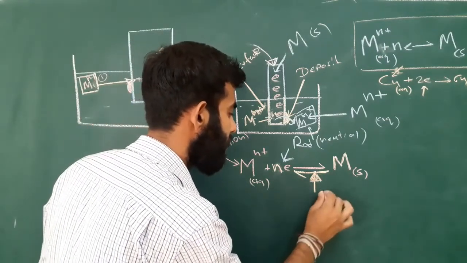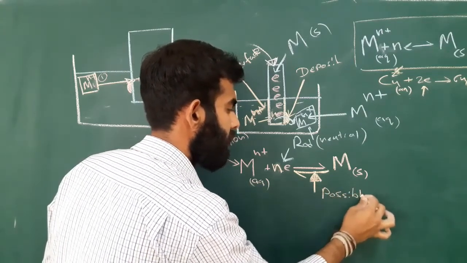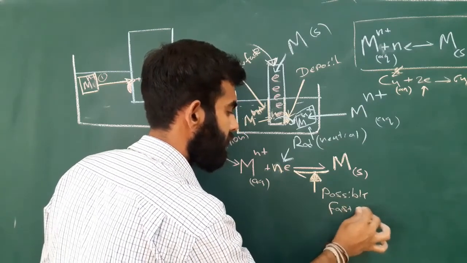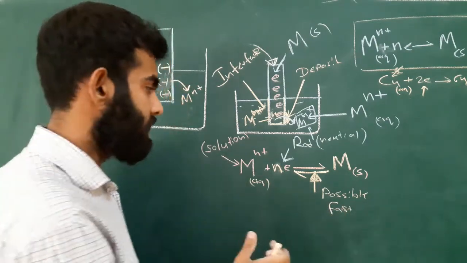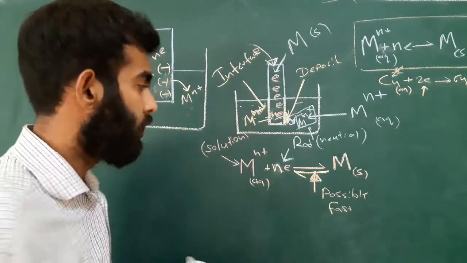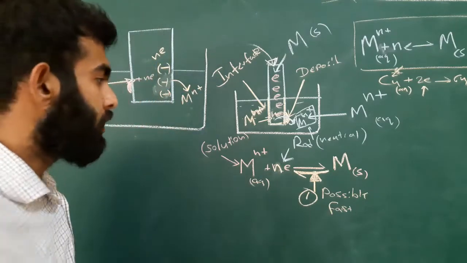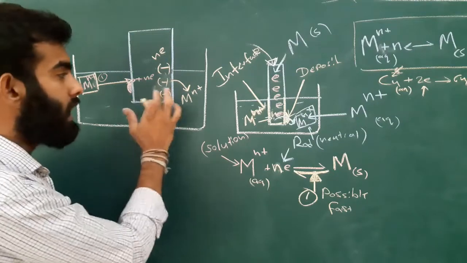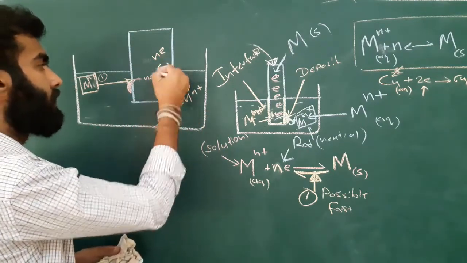So the possible or favorable reaction is this reverse reaction. This is the possible or fast reaction. This will happen very quickly because initially the Mn+ concentration in the solution is lower than in the rod. So this reaction is priority number one. Because of that, the metal will keep its electrons on the rod and come to the solution. Because of that, the rod will be negatively charged.